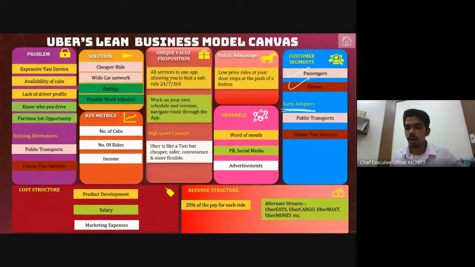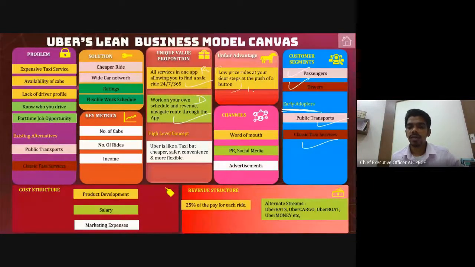Who are your early adopters? Maybe public transport users, classic taxi service providers. What is the unique value proposition? 24/7, 365 days I am providing cab service. Work on your own for drivers. This is for my riders. This is for my drivers. This is the value I create. Okay, what is the unfair advantage?